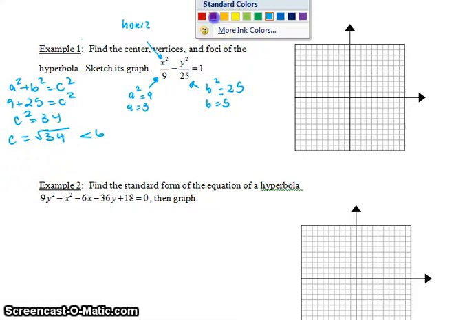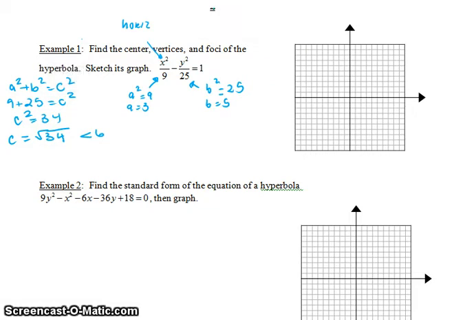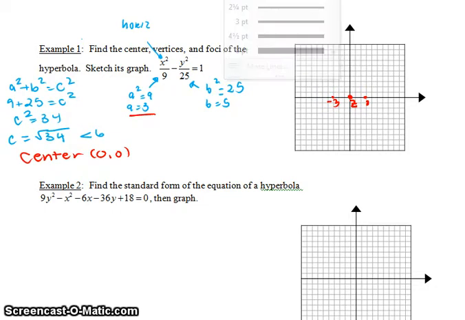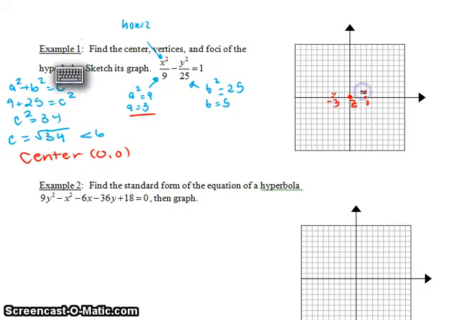Okay, so moving on over to the graph, we know its center. Because it's x minus 0 and y minus 0, we know that the center is at h comma k, which is at 0, 0. So I'm going to plot my center. And then I'm going to plot my vertices. My transverse axis is horizontal, so I'm going to go horizontal to get to my vertices, and I'm going to go 3 units. So it's at 3 and at minus 3. I plotted those, and those are my vertices, so I'm going to label those with V's.